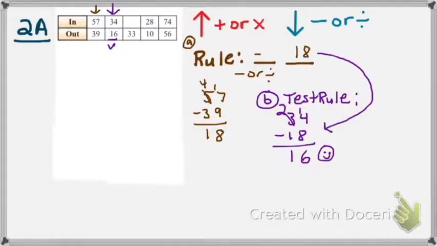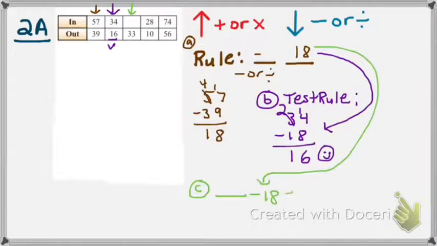My next step is to find the missing box. So let's see where that's located. And right here in my table is the missing box. So this will be step C to solve the problem. My in number, I don't know what it is, so I'll put a blank. I apply the rule to that number. My rule is minus 18. And that will equal my out number, which I do know, which is 33. I found it right underneath that green arrow in the box.